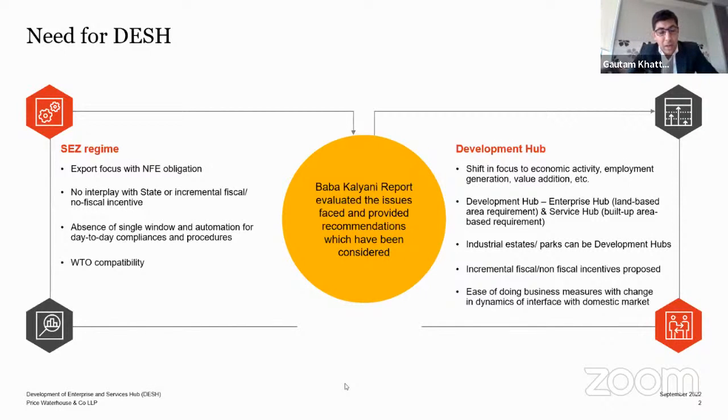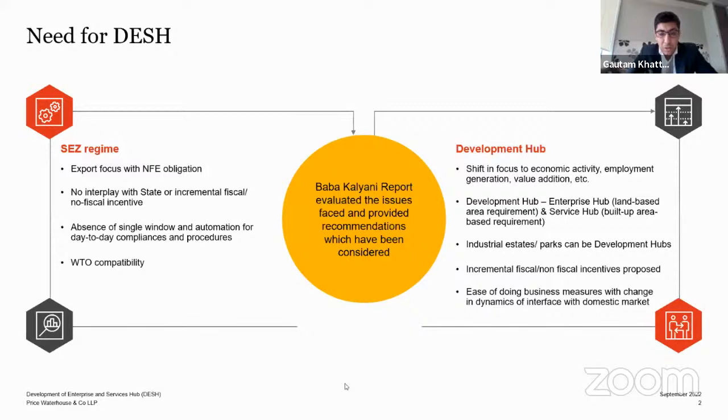And it is exactly in this background, to examine the ramification of the SEZ policy and to bring in global best practices to maximize capacity utilization and potential output of SEZ, that the MOC constituted a Baba Kalyani committee. This committee submitted its report sometime in November of 2018, and some of its points, as we speak, have already been incorporated under the existing SEZ policy, and some of these are proposed to be forming under the new DESH bill.